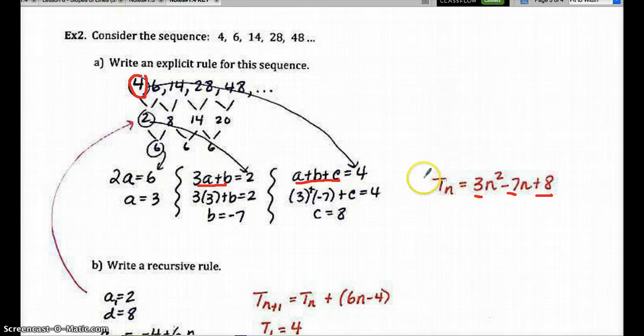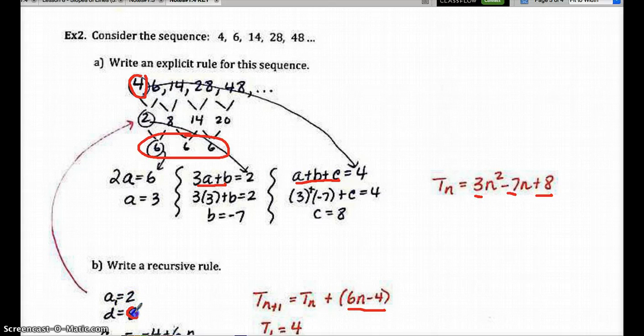So to find any term of the sequence, t sub n, your explicit rule is 3n squared minus 7n plus 8. To find the recursive rule, you would make the second difference into a linear relationship, which is here, right? So common difference of 6. When you plug in a 1, you get a 6, but we have to make that number go down to 2, so we subtract 4. So our linear relationship is 6n minus 4.